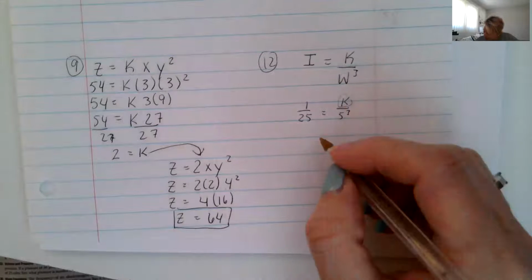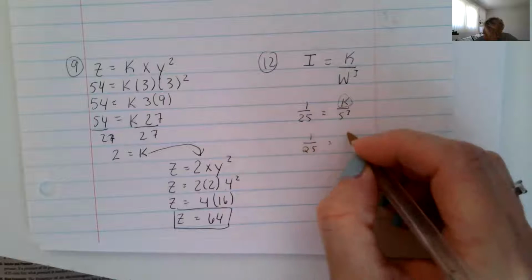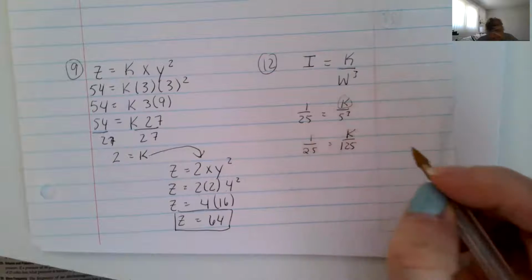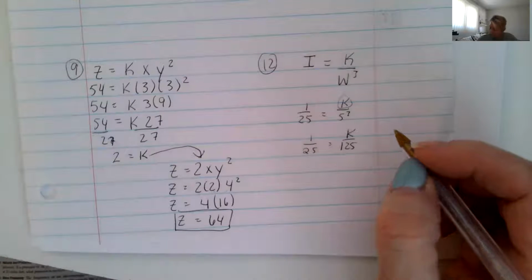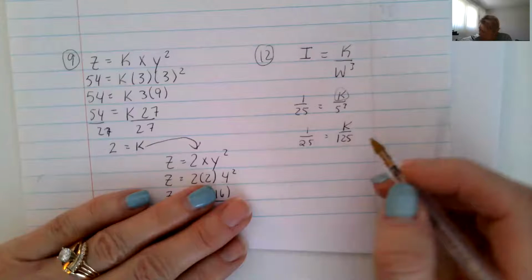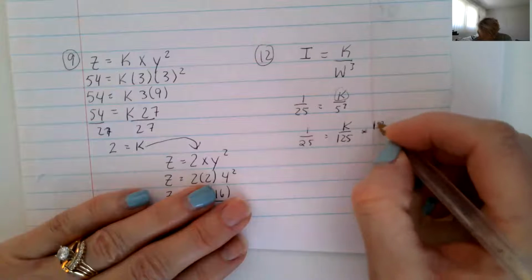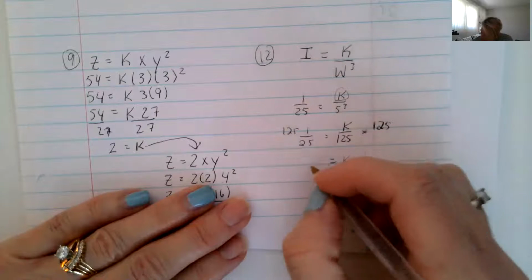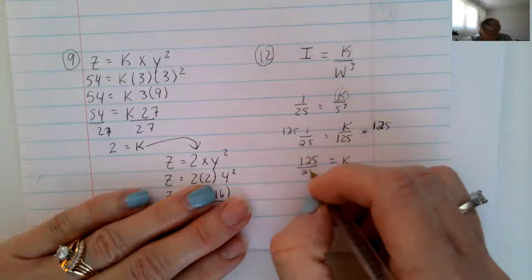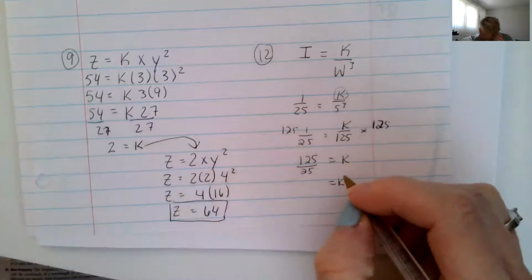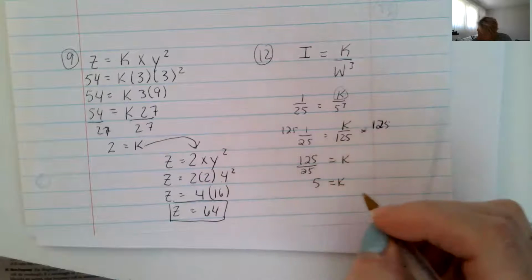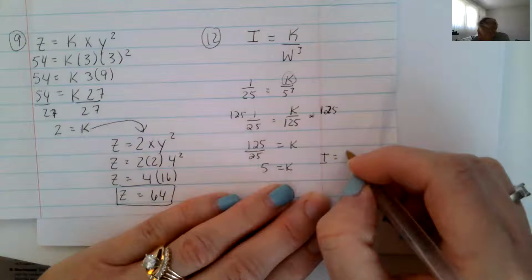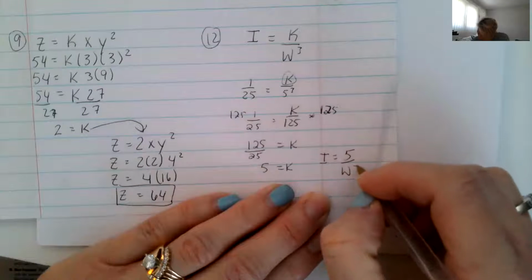So first we have to find k. So 1 over 25 equals k over 5 cubed. To find k, we need to multiply both sides by 125. So k equals 125 divided by 25. So k equals 5. So our basic equation is really I equals 5 over w cubed.